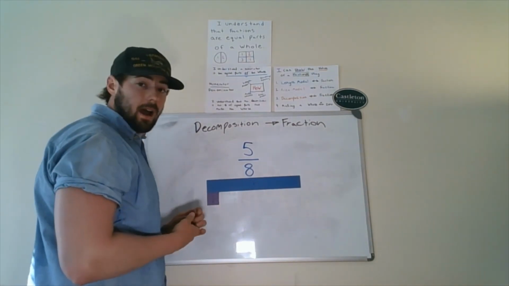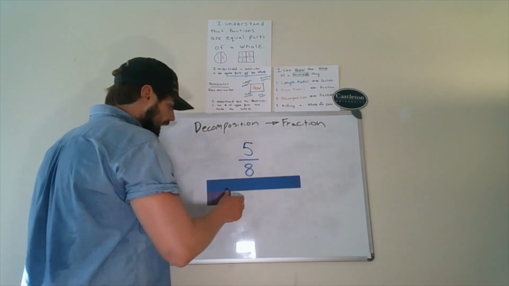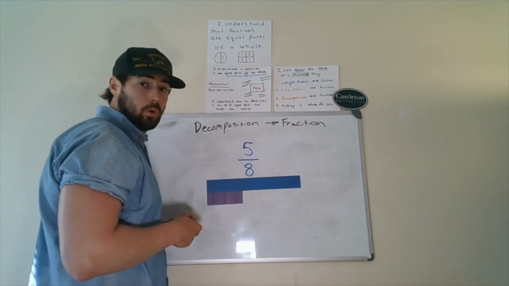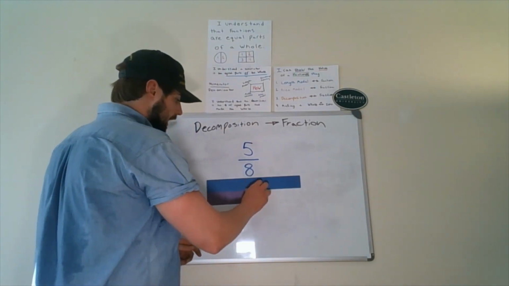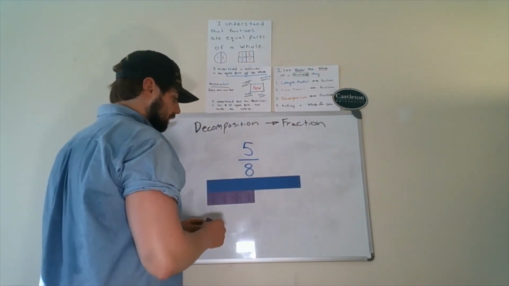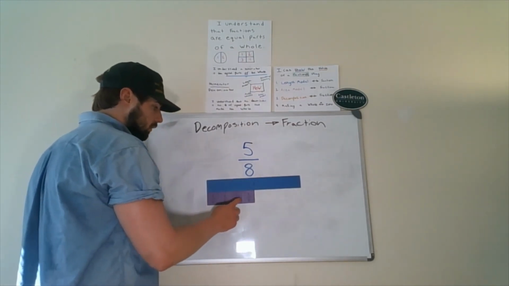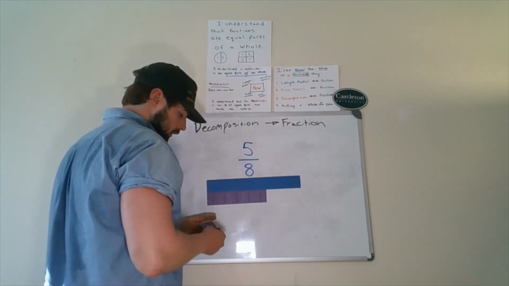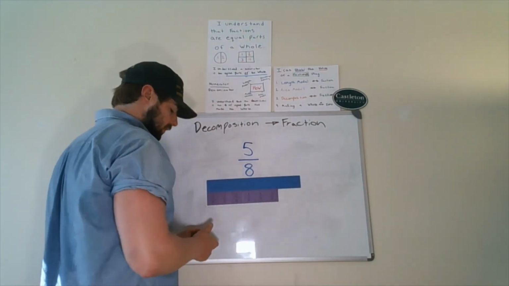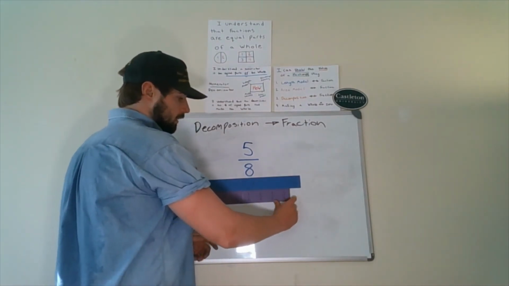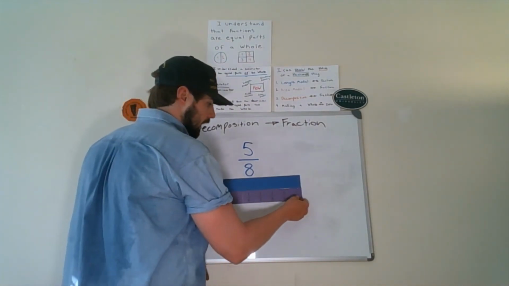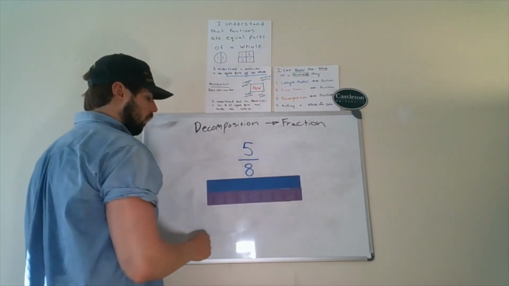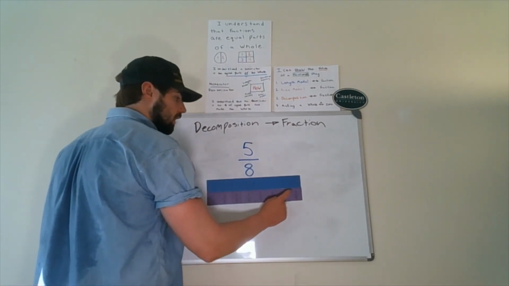I know if I'm talking about a whole, 8/8, 8 equal parts make that whole. Let's find out. Right now I have 1, 2, 3, 4 eighths. 5/8, 6/8, 7/8, 8/8. 8/8 make a whole. 1, 2, 3, 4, 5, 6, 7, 8.